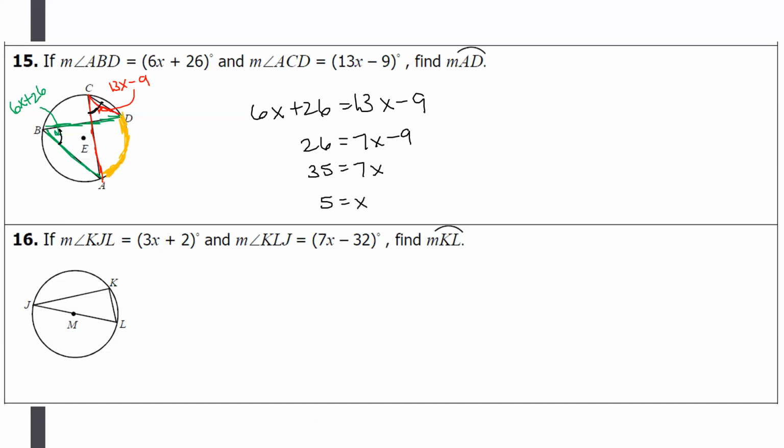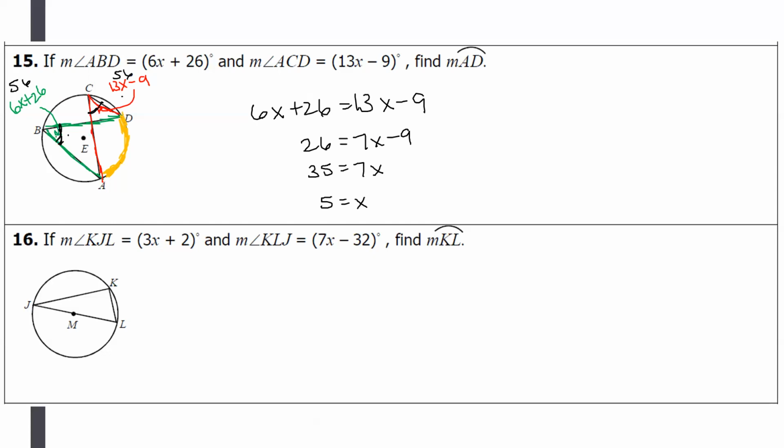Okay, so now we know x. Nice. We can use that to help us find arc AD. We can take this x and plug it in to either one. It doesn't matter. We're going to get the same number. 6 times 5 plus 26, or 13 times 5 minus 9. Either way, these angles are 56 degrees.